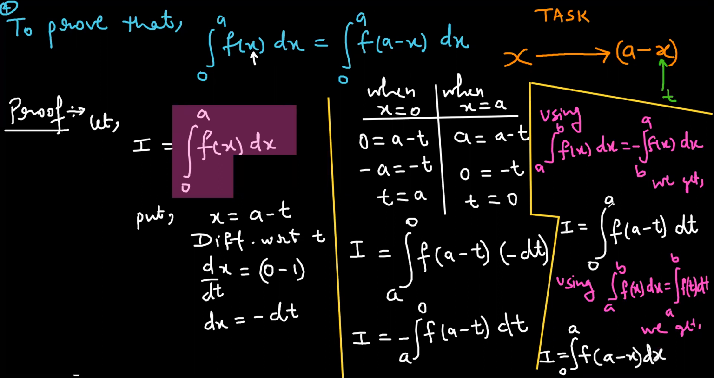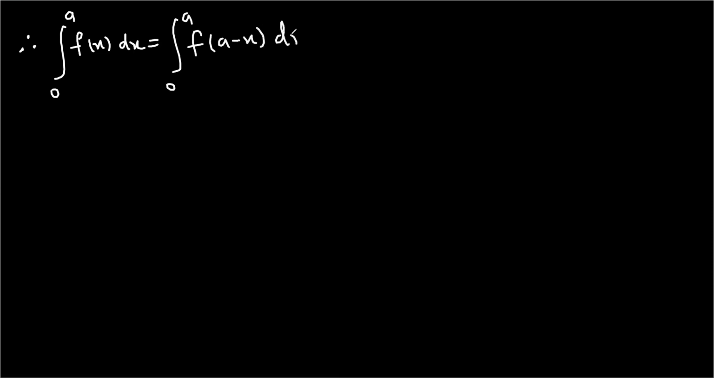And mind it, students, this is the end of the theory. You have proved it. You began with 0 to a f of x dx, and you ended up with 0 to a f of a minus x dx. So the next step is you can write I. What was I? I was this. So you can write therefore 0 to a f of x dx is equal to 0 to a f of a minus x dx. Hence proved.